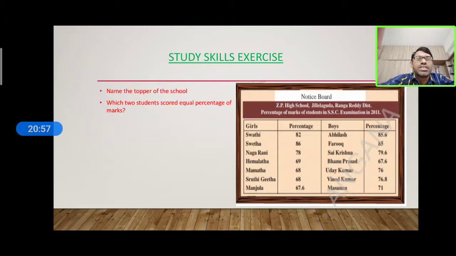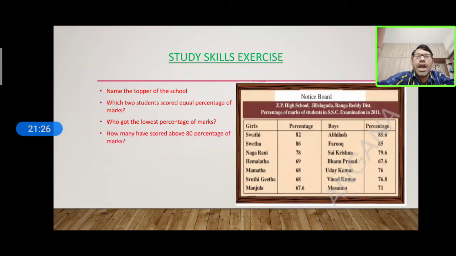Next, who got the lowest percentage of marks? Lowest, least, very low marks. For that person, you are supposed to write his or her name, and beside that in brackets you write the percentage. Next, how many have scored above 80 percent of marks?